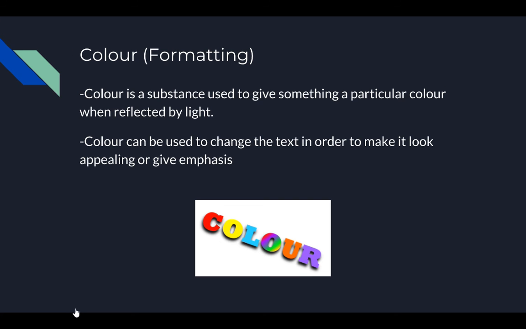So color is a substance used to give something a particular color when reflected by light. When color is used in text, it's used to give emphasis or to give visual appeal. That's why magazines use it a lot, and it can also be used in book titles.